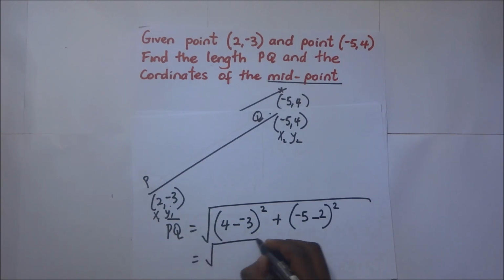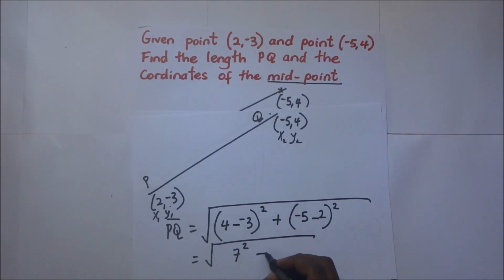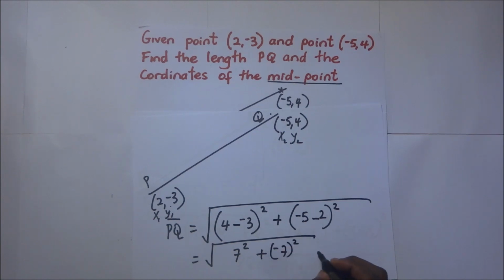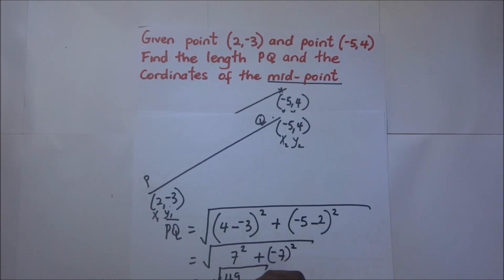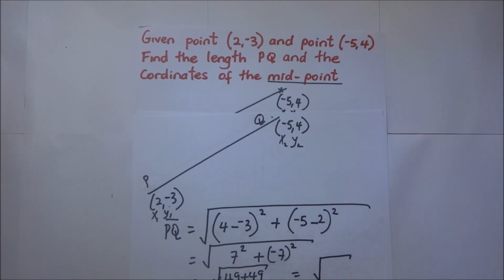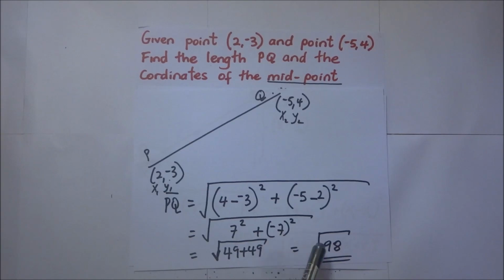So we shall end up with 4 plus 3, which is 7, 7 squared, plus -7 squared, and this is going to become 49 plus 49. This is going to give us the square root of 98. So the length of PQ is simply the square root of 98.